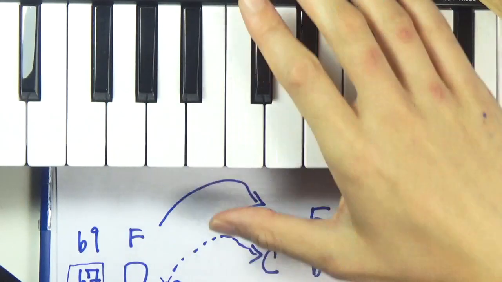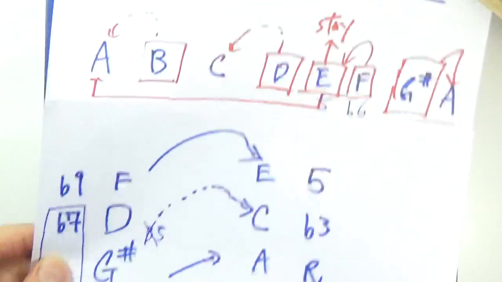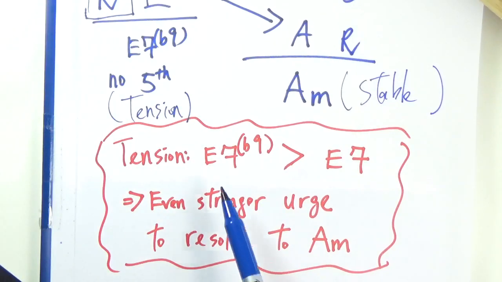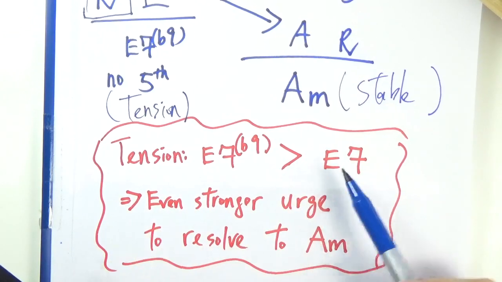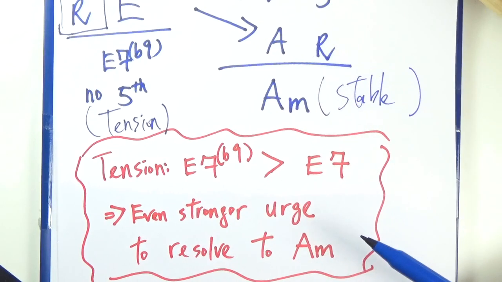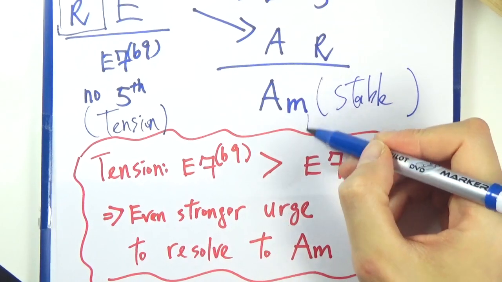All right, so that's how it would sound when played. So again, just a quick recap here. The E dominant 7 flat 9 chord has a lot more tension than the E7. So we would have a stronger urge to resolve to A minor. So the contrast between tension and release would be stronger.